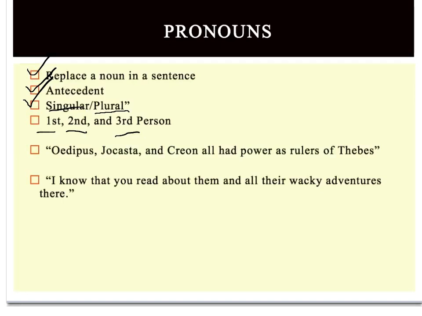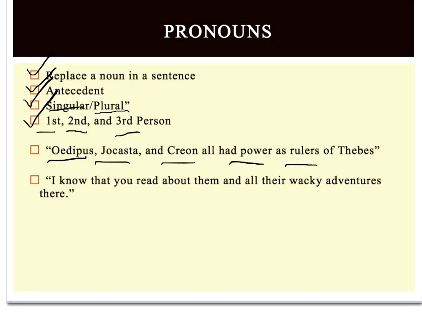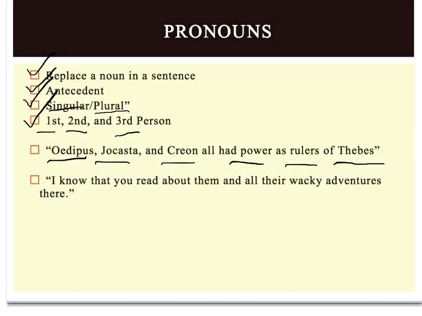So let's look at some sentences that use pronouns and talk about the different pronouns in them and how we can describe them using those definitions we just went over. So here's our sentence from yesterday. Oedipus, Jocasta, and Creon all had power as rulers of Thebes. We remember from our conversation yesterday that there are several nouns in this sentence. Oedipus, Jocasta, Creon, power, rulers, and Thebes are all different nouns in that sentence.